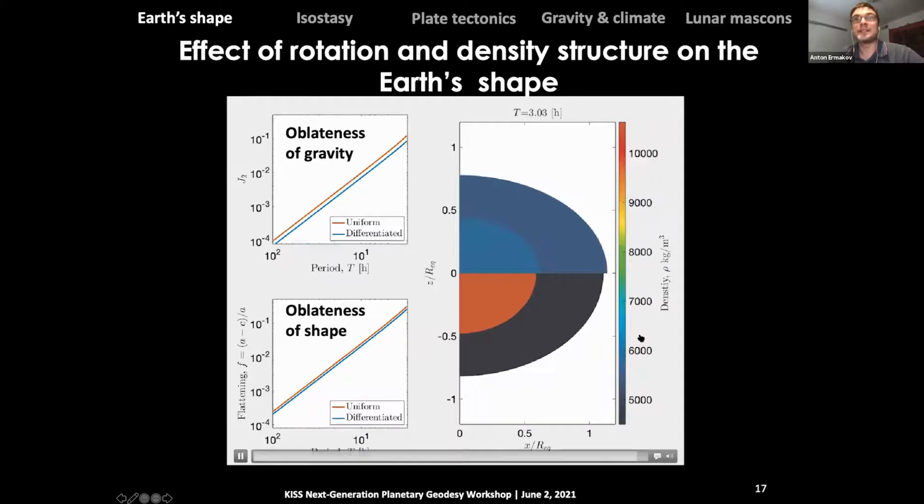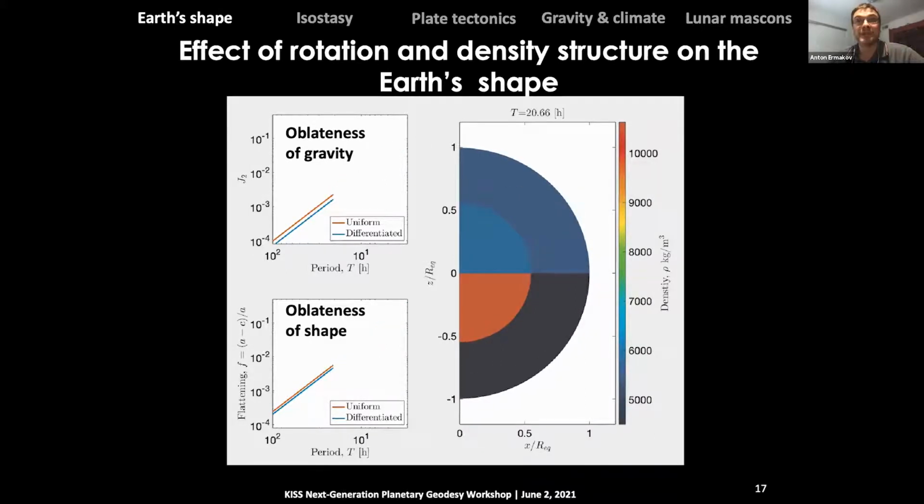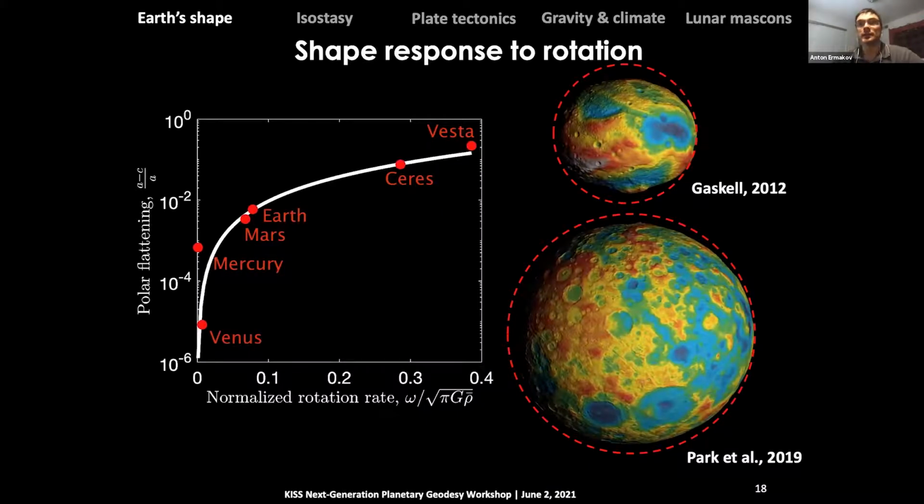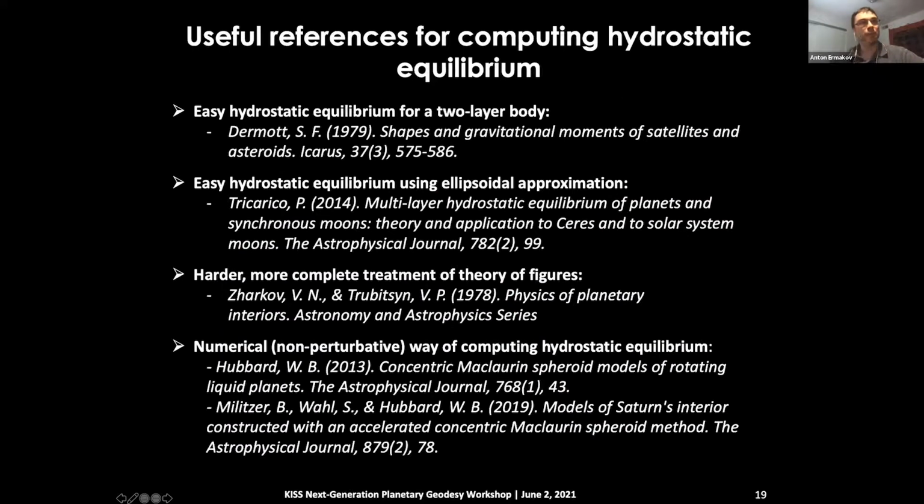And you can see it more clearly for other bodies in the solar system, such as fast-spinning asteroids, Vesta and Ceres, where you can just visually observe this difference between these circles and the shape of the bodies.